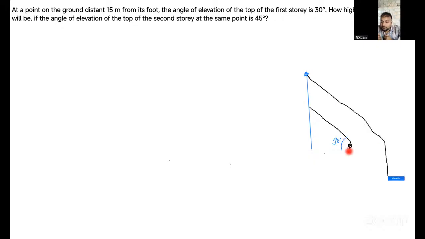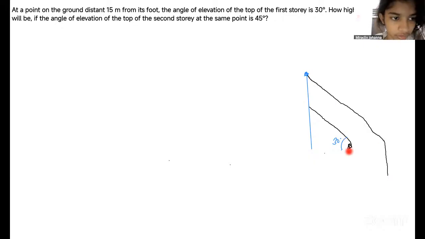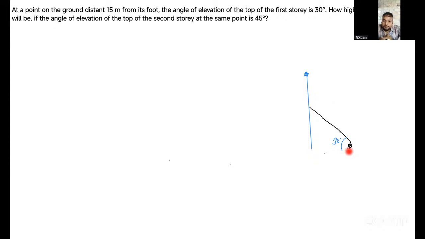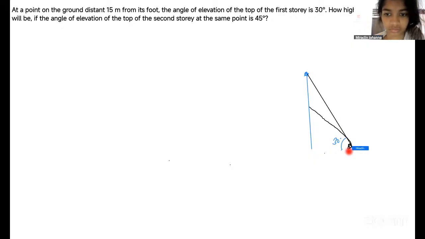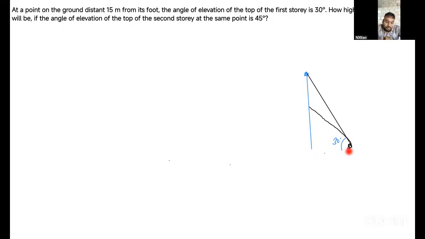Oh my god, the cursor is acting up. Try touching the pencil again, and you will have an option of line. Yes. Okay.